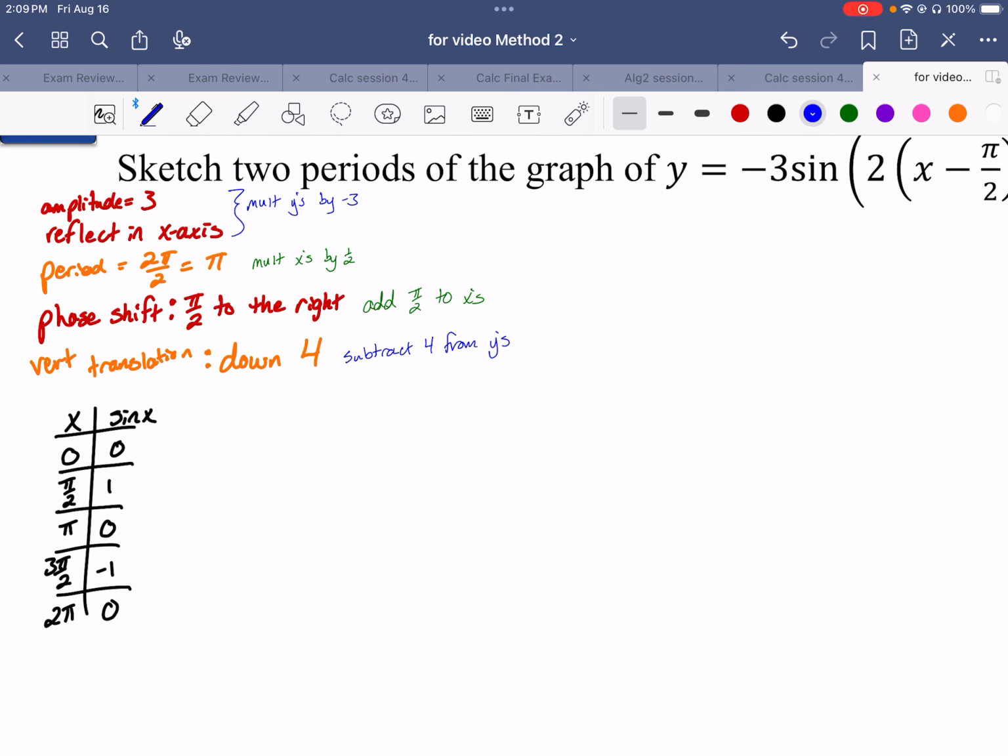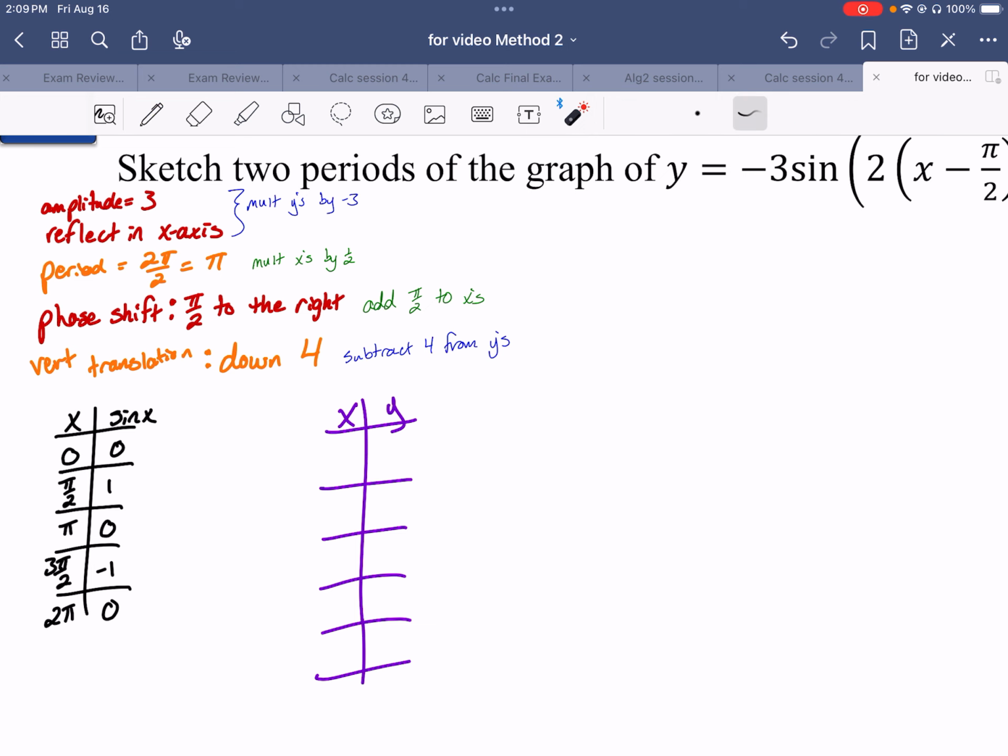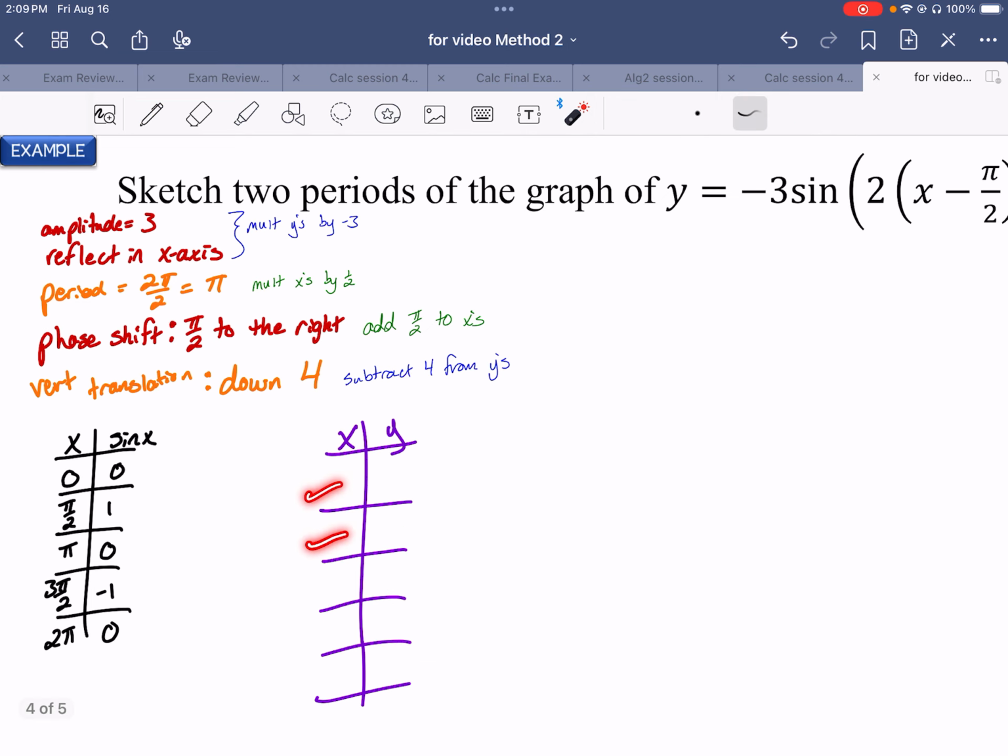All right, now let's set up our new t-table. All right, I've set up my new t-table with my 5 key points, and I just labeled it x and y because my function here is called y. If this were called f of x, I could call this f of x here. So let's start with the x's. We have multiply the x's by 1/2 and then add pi over 2 to the x's.